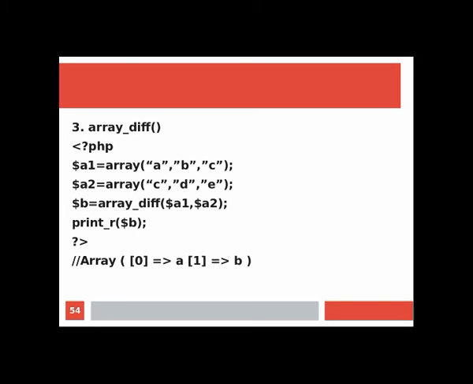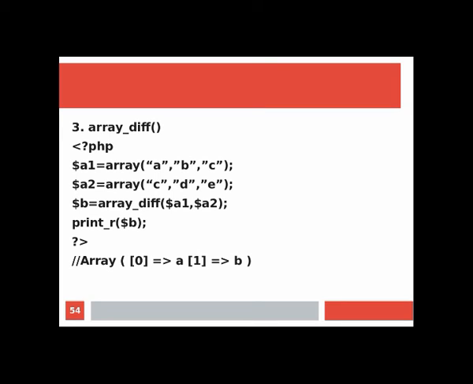Next is array_diff. This function returns an array consisting only of those values present in input array 1 and not appearing in any of the other input arrays. The syntax is array_diff(input array 1, input array 2, and so on).